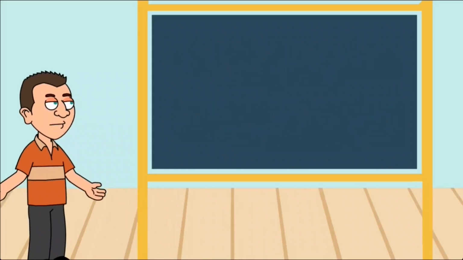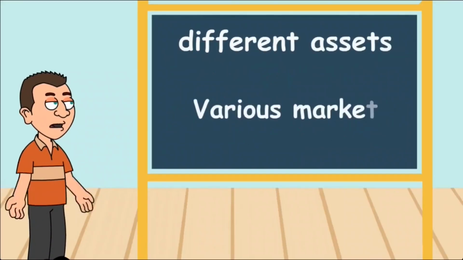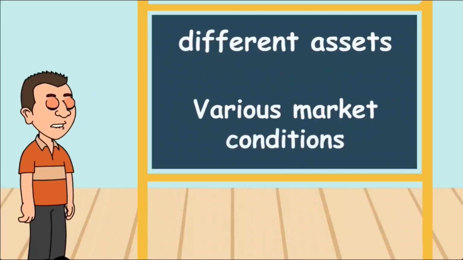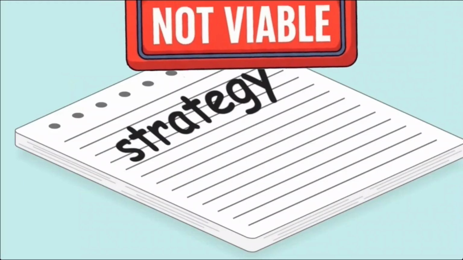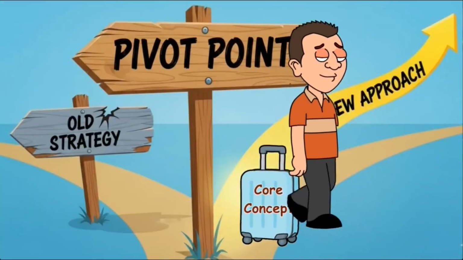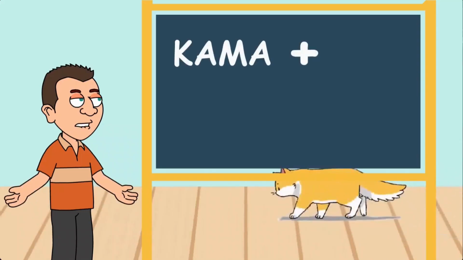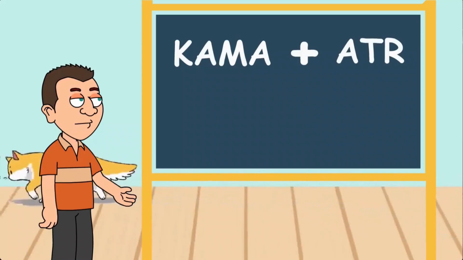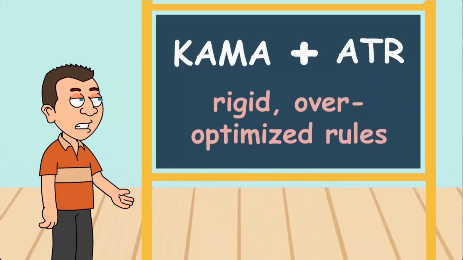Cherry picking. The article highlighted extreme momentum stocks like TSLA and MSTR. A robust strategy must work across different assets and market conditions, not just on a few outliers. The verdict was clear. The original rule-based strategy, as presented, was not viable for real-world trading. Instead of abandoning the core concept, we decided to pivot. The idea of combining an adaptive trend, KAMA, with a volatility filter, ATR, was still sound. The problem was the rigid, over-optimized rules.